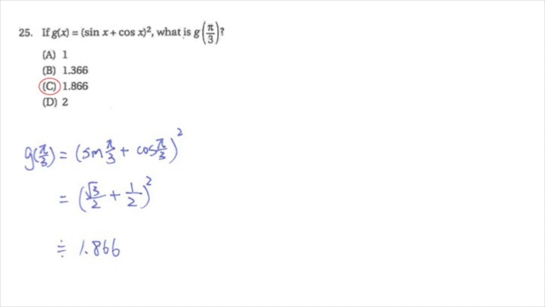Question 25. If g of x equals sine x plus cosine x squared, what is g of pi over 3? So simply plug in pi over 3 into the equation. We have g of pi over 3 equals sine pi over 3 plus cosine pi over 3 squared, which is equal to square root of 3 over 2 plus 1 over 2 squared, and plug that into the calculator. This is roughly equal to 1.866.